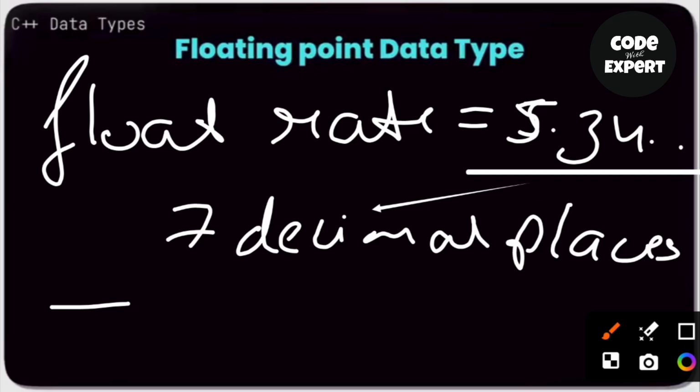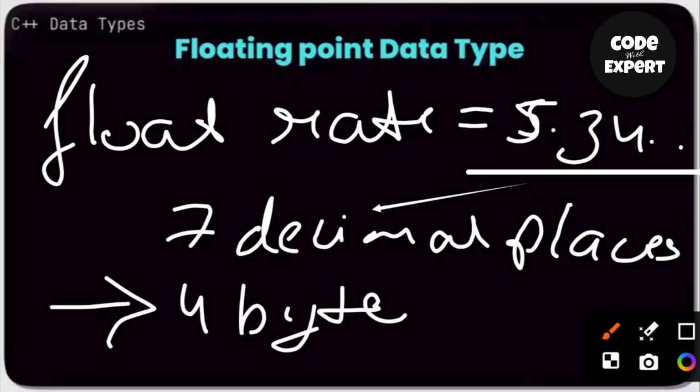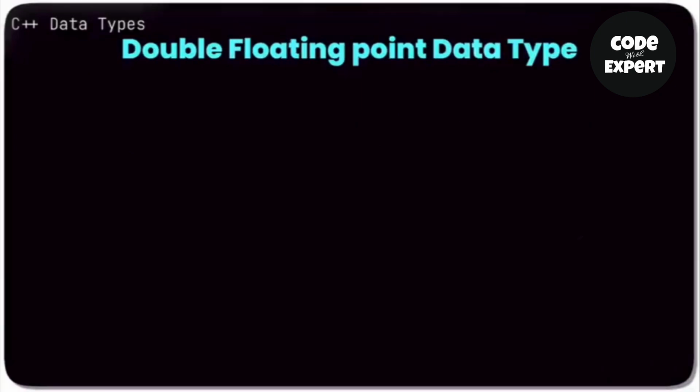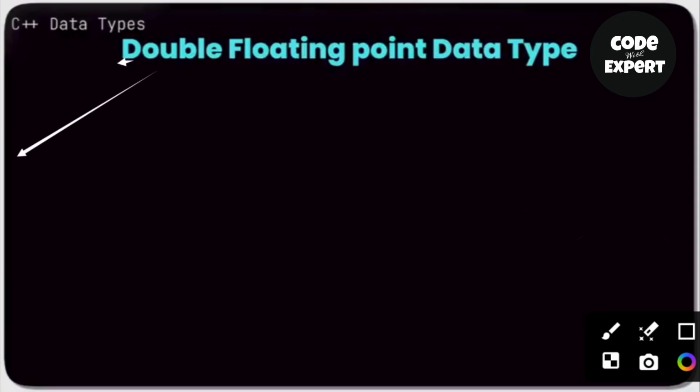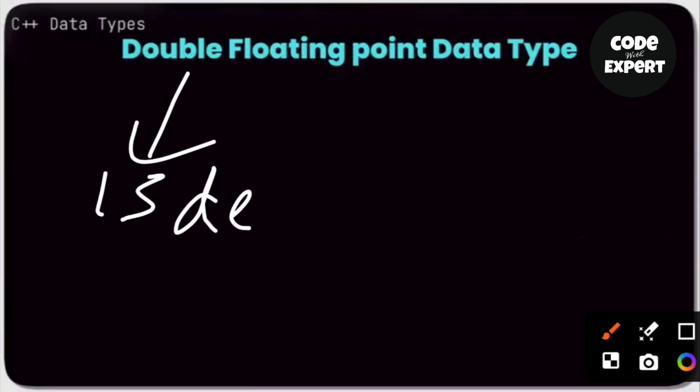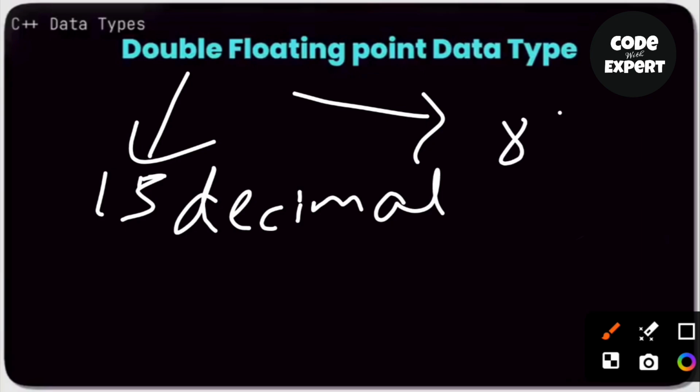Again it's of 4 bytes, like as we see in the integer data type. Now double floating, as the name states, is the double of the floating data type. Here we can store up to 15 decimal places. It's 8 bytes, double of the floating data type.